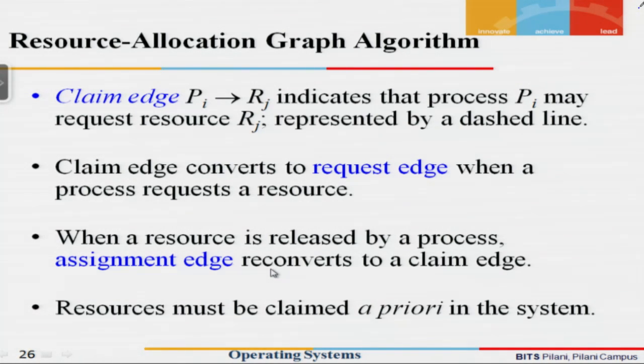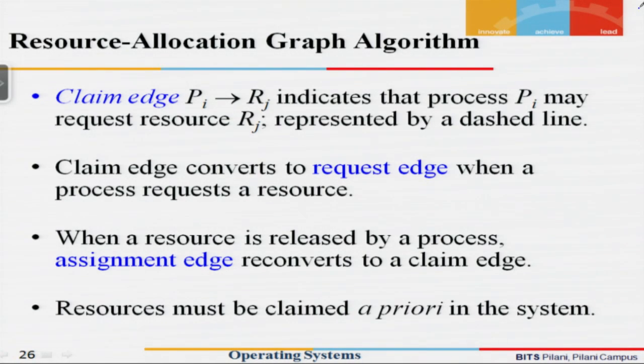Then when the resource is held by the process, we represent it through what we call an assignment edge, and whenever the process releases the resource, the assignment edge gets converted to a claim edge. And we should also understand that the algorithm works where it is assumed that a resource must be claimed a priori in the system.